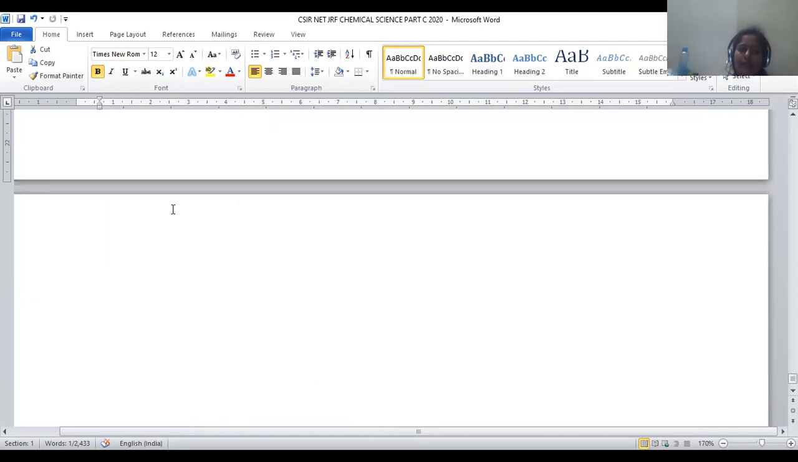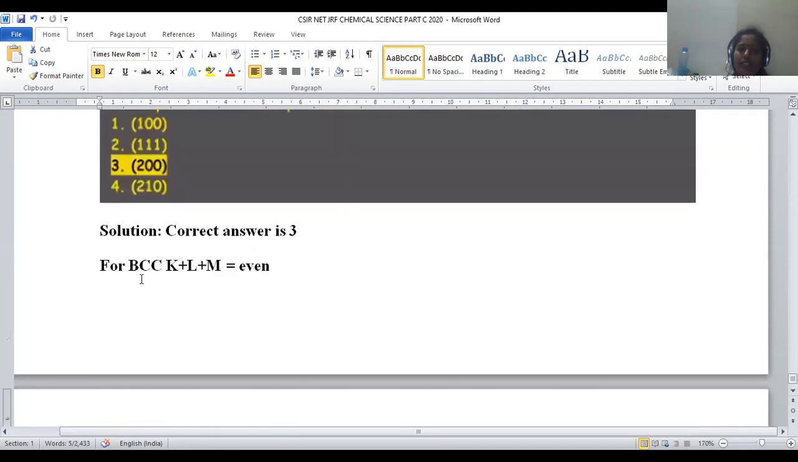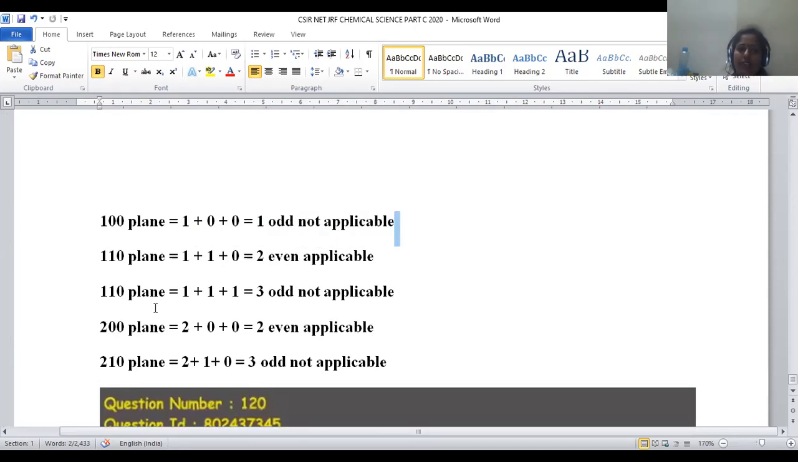So in this 100, first term denotes h, second term denotes k, third term denotes l. Okay, 1 plus 0 plus 0, the value obtained is 1. So if value obtained is 1, BCC is not applicable because for BCC, h plus k plus l should be even term only. That's why this will not be applicable here.